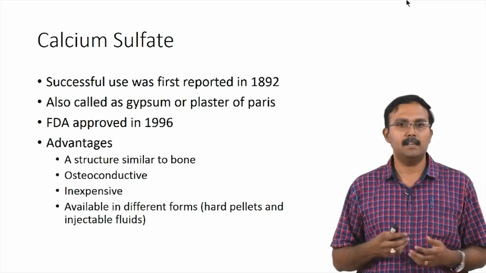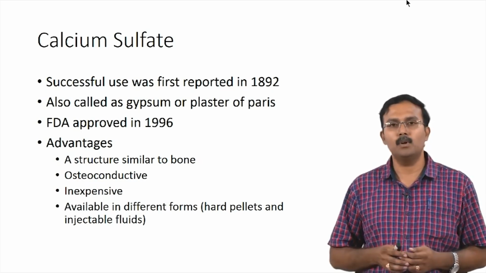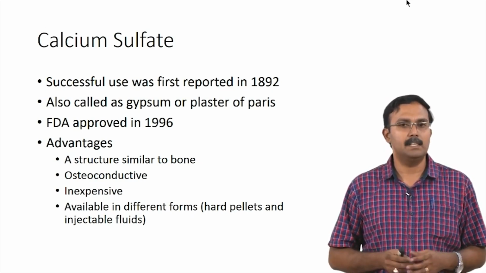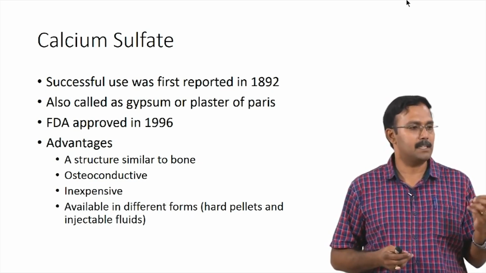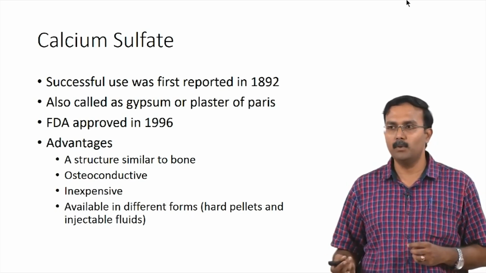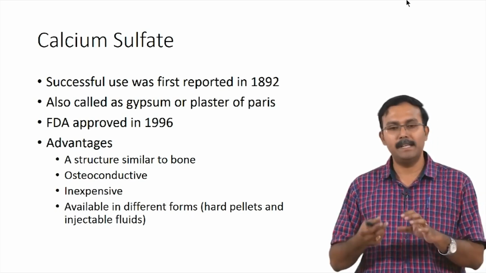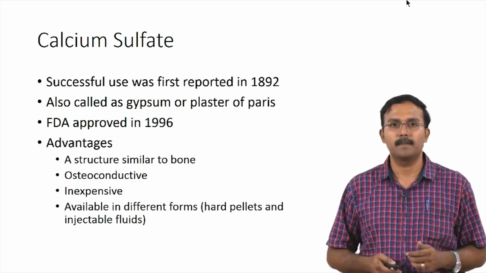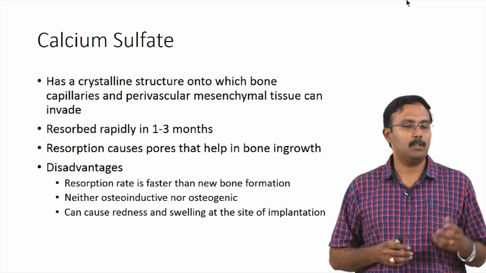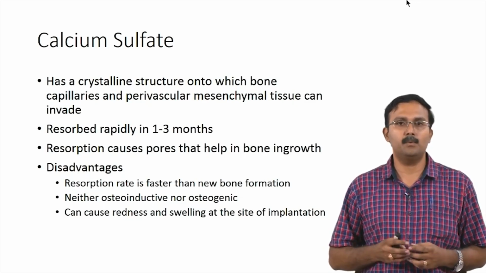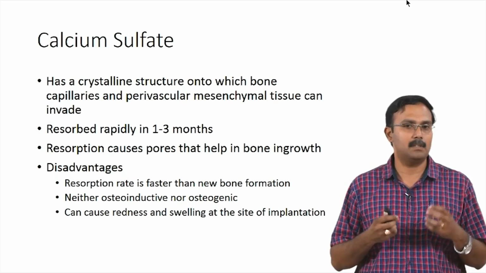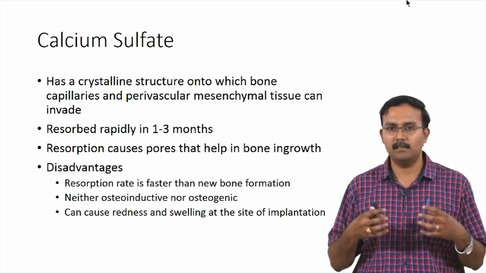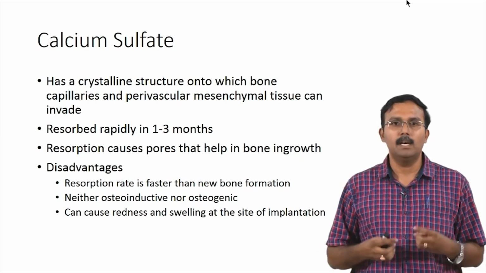The advantages are it has a structural similarity to bone, it is also osteoconductive, and it is very inexpensive, and it is available in different forms either as hard pellets or as injectable fluids. Thereby you can actually inject it into the site where you need to form a particular shape or structure. Calcium sulfate also has a crystalline structure onto which the bone capillaries and perivascular mesenchymal tissue can invade. So, this helps in integration with the body.